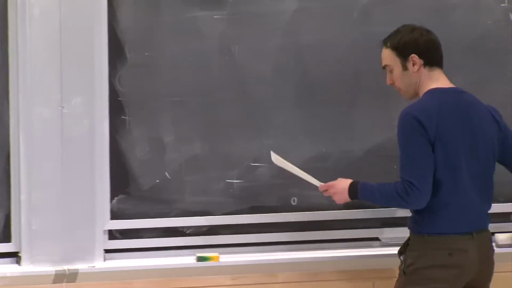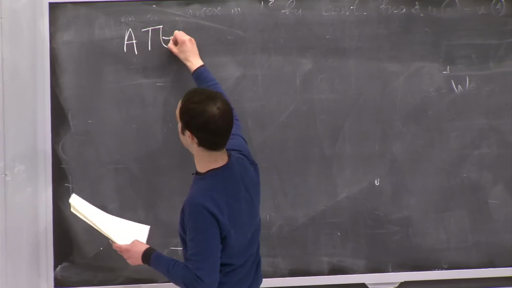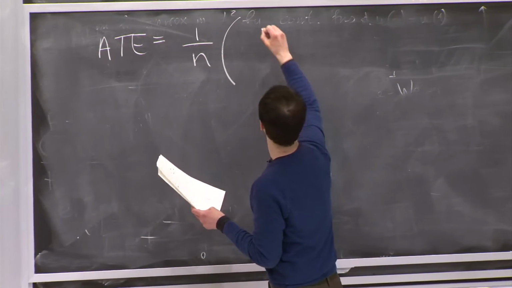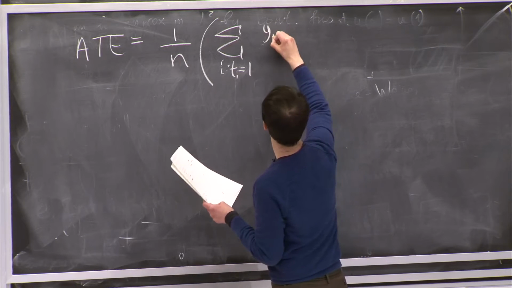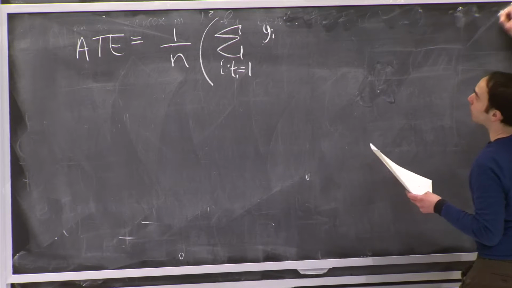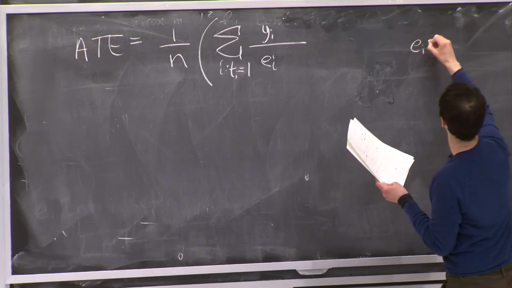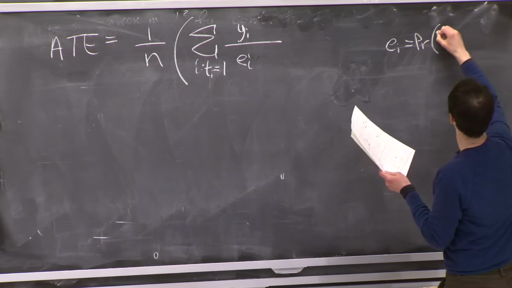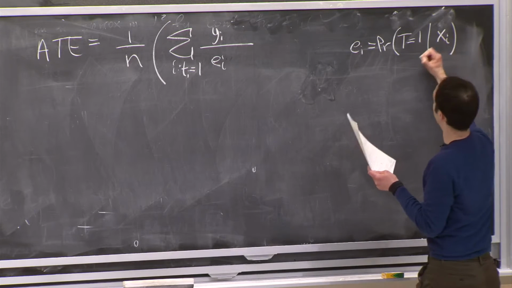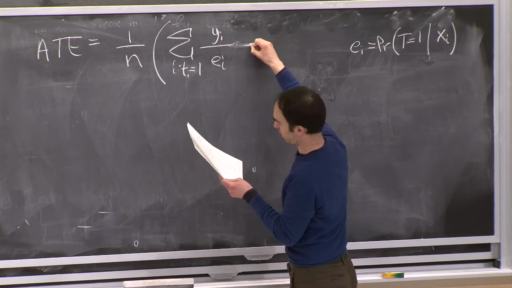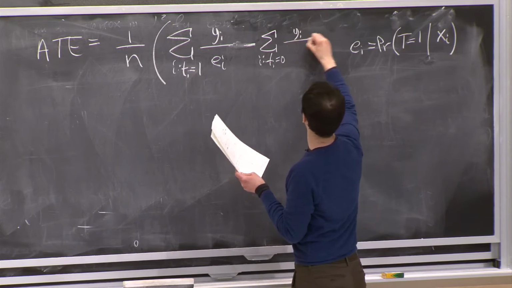And so to help you page this back in, remember that we derived in last Thursday's lecture an estimator for the average treatment effect, which was 1 over n times the sum over data points that got treatment 1 of yi, the observed outcome for that data point, divided by the propensity score, which I'm just going to write as ei. So ei is equal to the probability of observing t equals 1 given the data point xi, minus a sum over data points i such that ti equals 0 of yi divided by 1 minus ei.